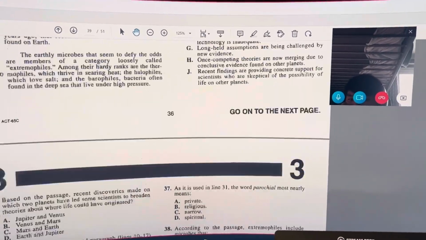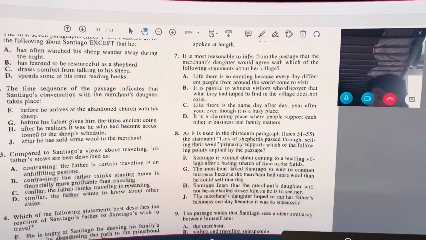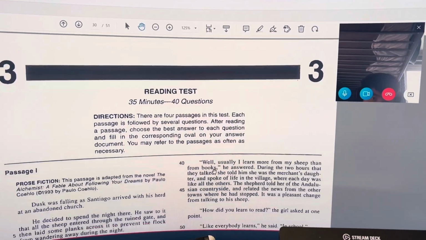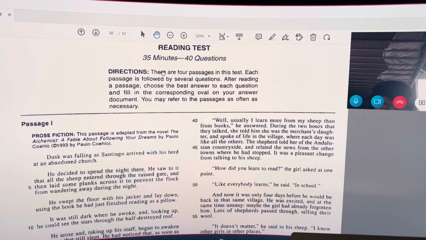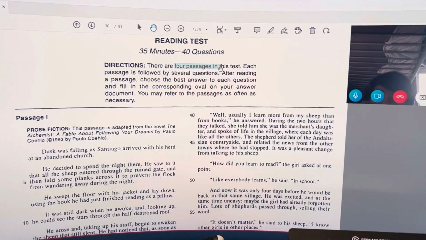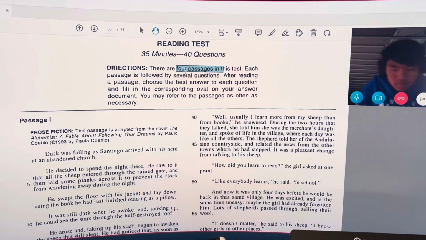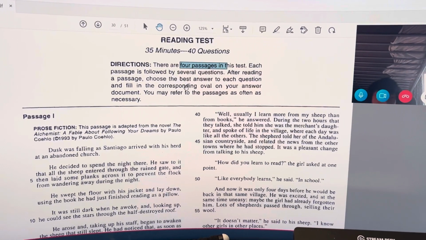Let's go to the reading section and just remind ourselves. Okay, this is the reading section. Now, let's look at the timing on the reading section. You remember reading this passage, Santiago and the girl, right? Okay, good. So now notice here, there are 4 passages in this test. You're not going to read the instructions when you actually take this, right? You're not going to waste time reading these, because you know the instructions. You've seen this many times. This is an actual test.